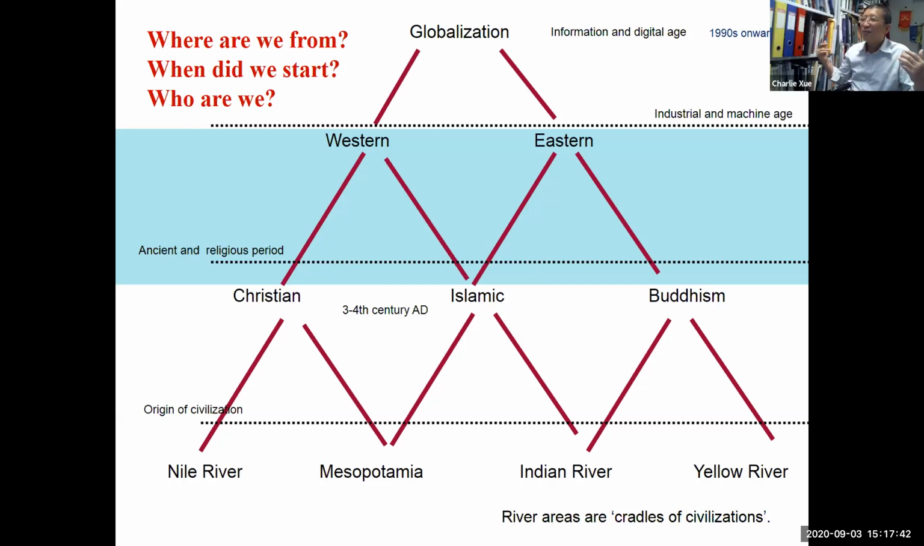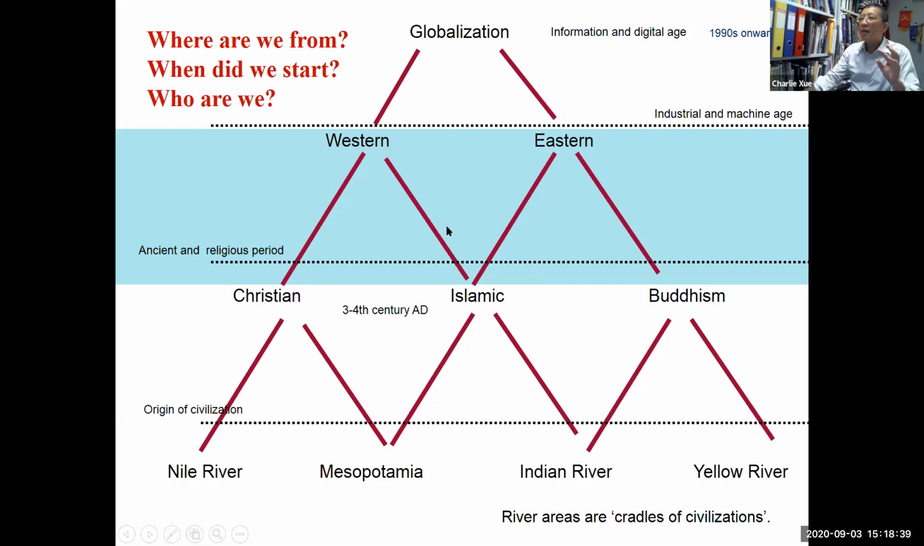After some 500 years, the world saw some major religions: Christianity, Islam, and Buddhism. Those are the main religions, and this happened in about 500 AD, about 1,500 years ago. From the Yellow River and Indus River areas we see Buddhism, and from here we see Islam, and from the Nile River and Mesopotamia, Christianity grew. Then this is mainly the ancient and religious period.